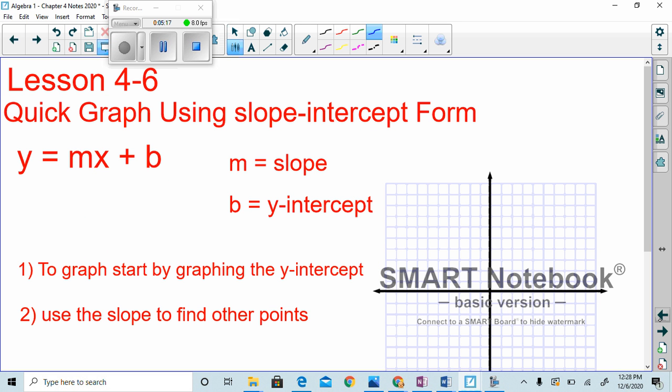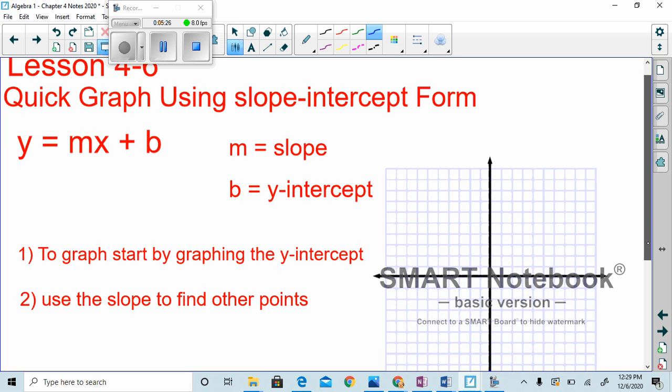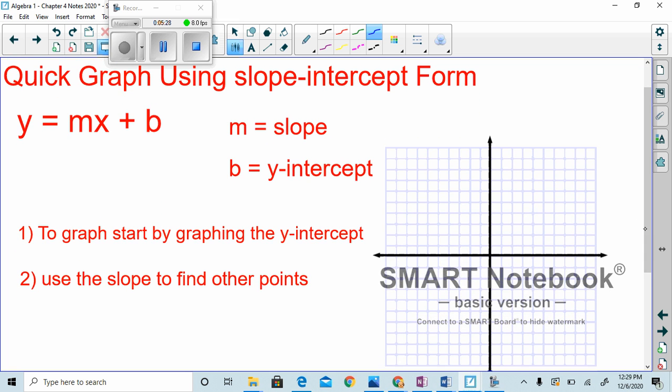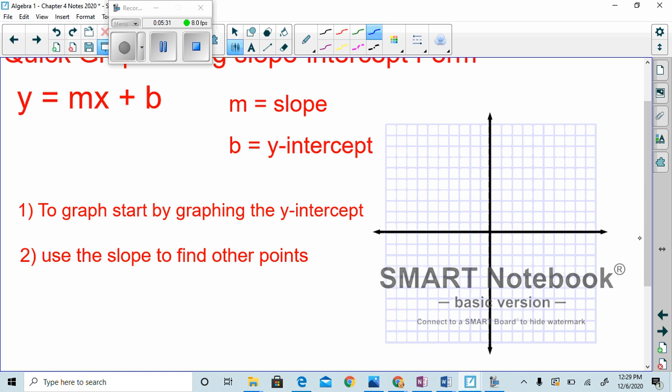Here are the directions, or the information that you need. When we're looking at quick graphs using slope-intercept form, we're looking at y = mx + b. Recall that m is your slope and b is your y-intercept. We'll start graphing by the y-intercept. That's a point that falls on the y-axis. From there, we will use the slope, rise over run, to find one or more points. We only need two, but sometimes you like to do more than one just to be sure you have the proper smooth flow of the line.